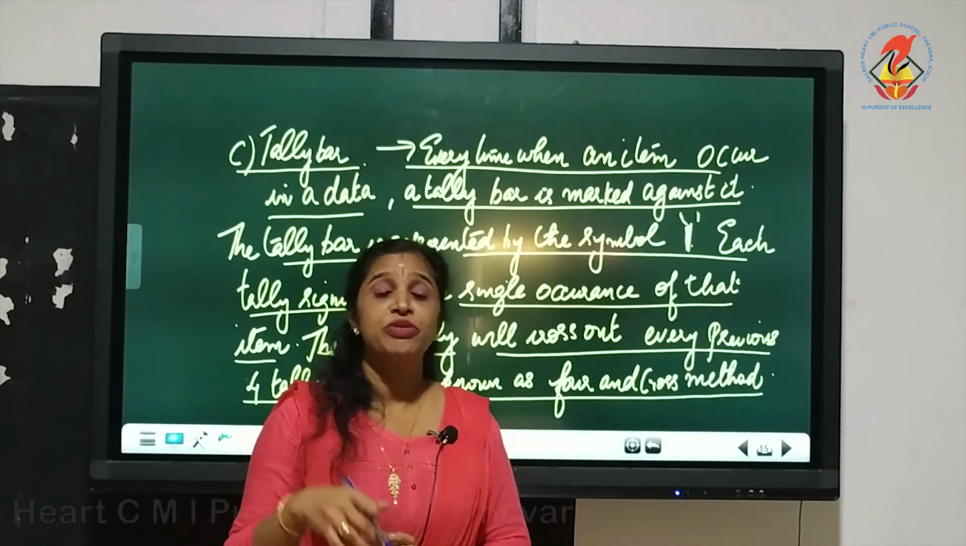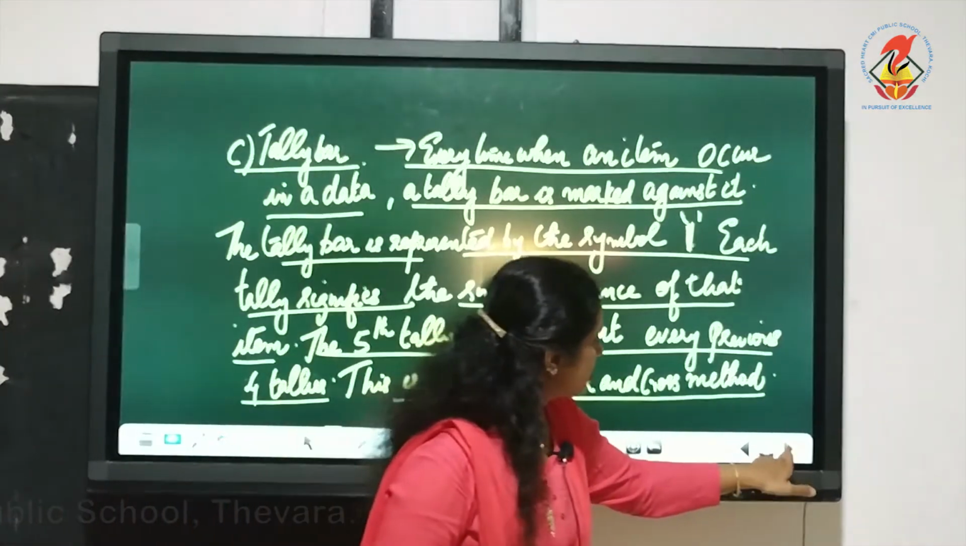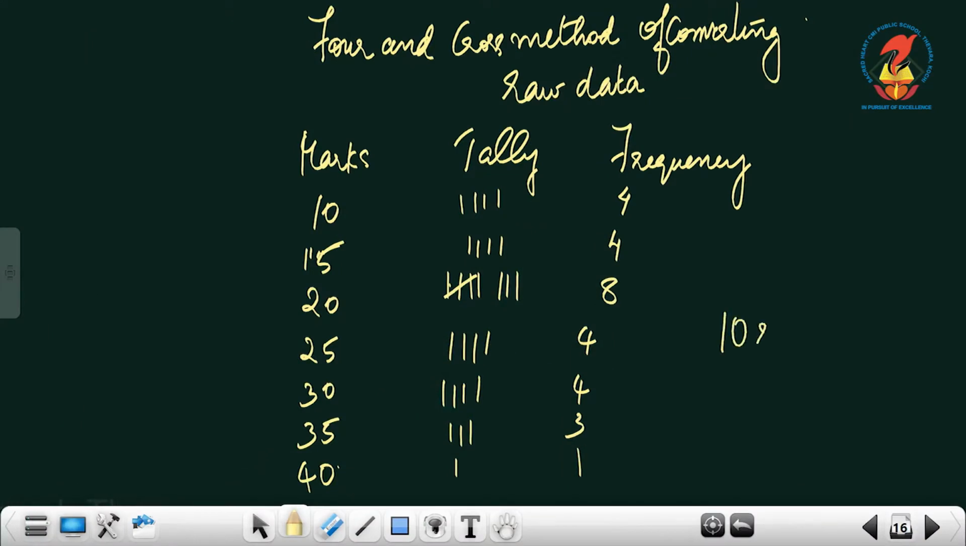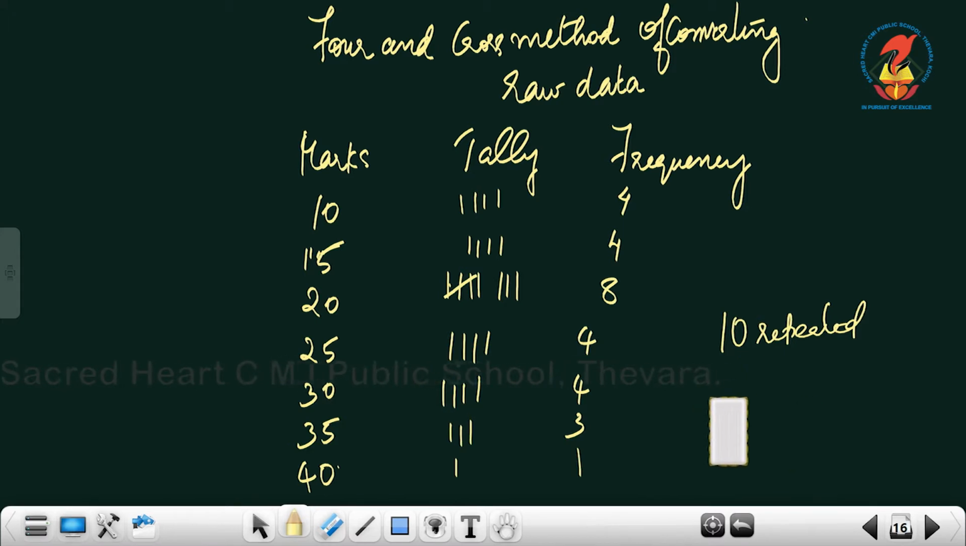Now, for example, if mark 10 is repeated 3 times, how will you represent that? For the first 10 mark you will give 1 tally. For the second one you will give another tally. For the third one you will give another tally. So how many tallies are there here? 3 tallies are there.